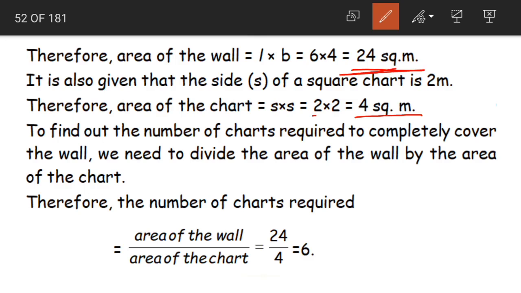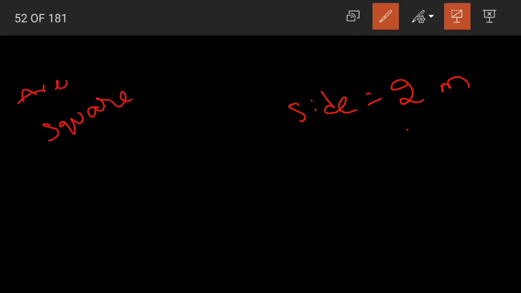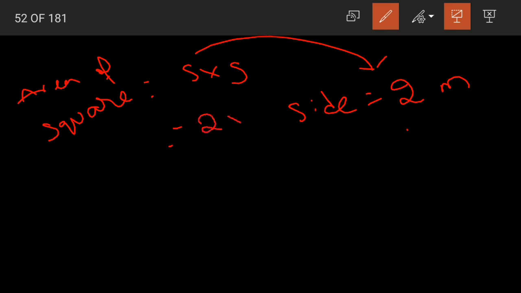Now again, for the chart also we have the size. What is the size? The side of the chart is equal to 2 meters. It is a square. So again, what will be the area of a square? Area of a square is equal to side into side. What is the length of the side? 2. So 2 into 2, that is equal to 4 square meters.